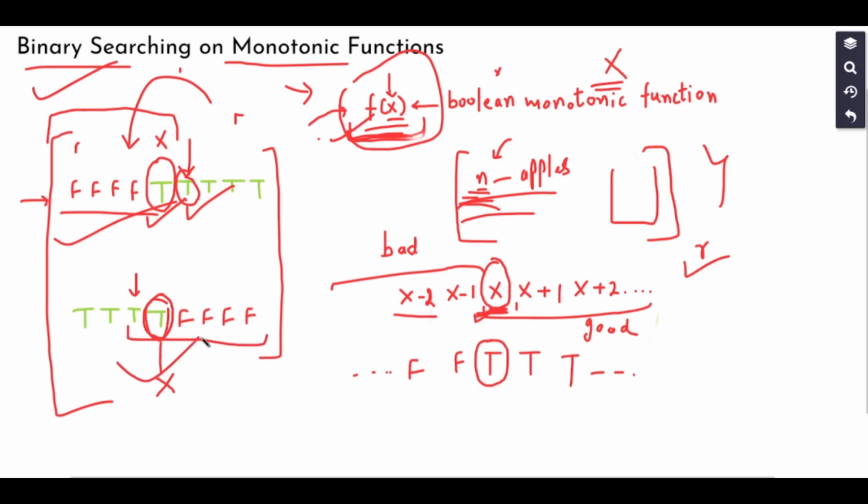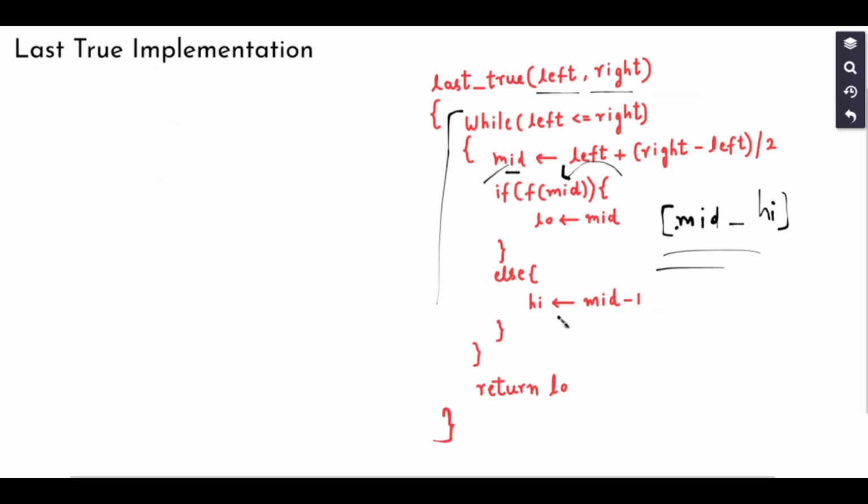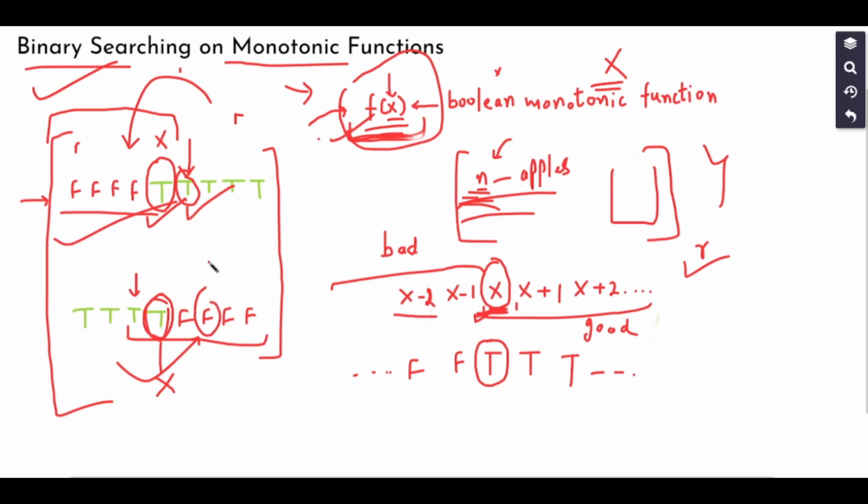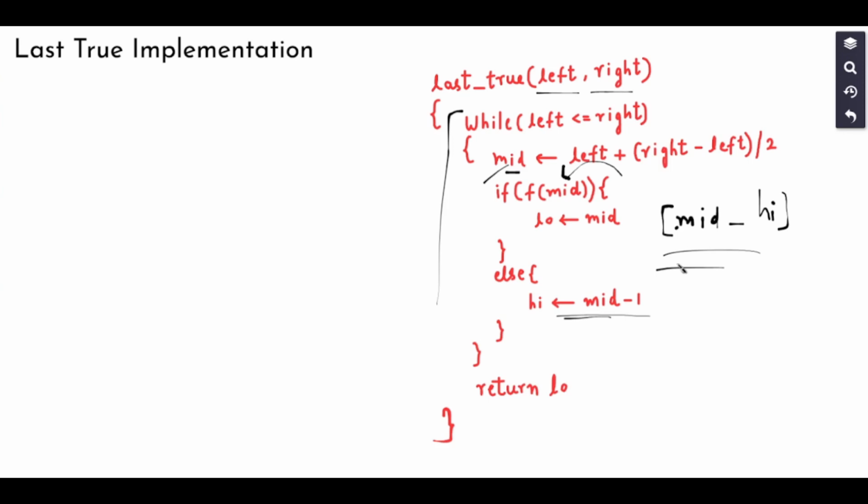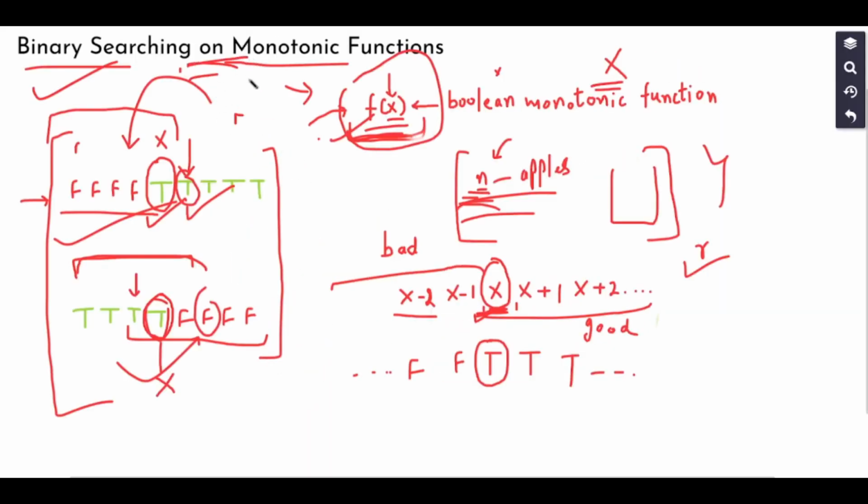So the search space is reduced to the right. Otherwise the search space is reduced to the left side. Why? Because if it returns false, like if I encounter some false, then obviously the true will lie towards the left. So I reduce the search space to the left half, and in this fashion I will have my answer stored in this low variable. This will store the last true element. Fine. So that's the implementation of last true, and this concept you will better understand when we will be applying this on some problems.